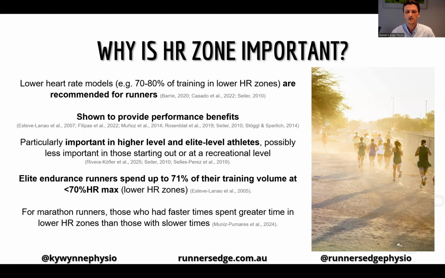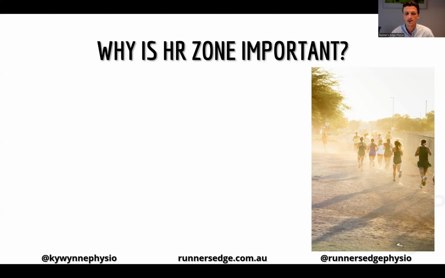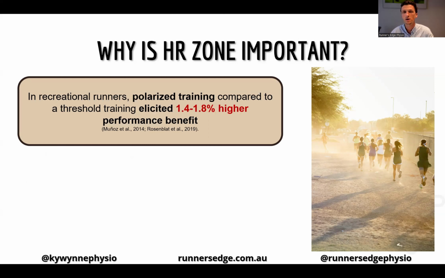Elite endurance runners have been shown to spend up to 71% of their training volume at that lower heart rate. And marathon runners who had faster times in a study spent greater amount of time in the lower heart rate zones than those with slower times. So there is some trend to go, well, yes, it's important. What does the actual science say in terms of the percentage of benefit?